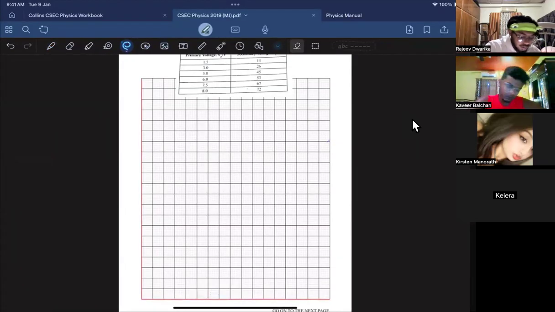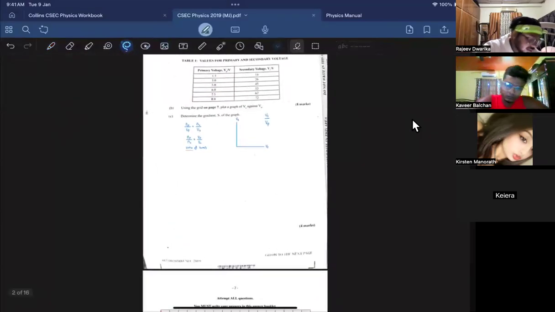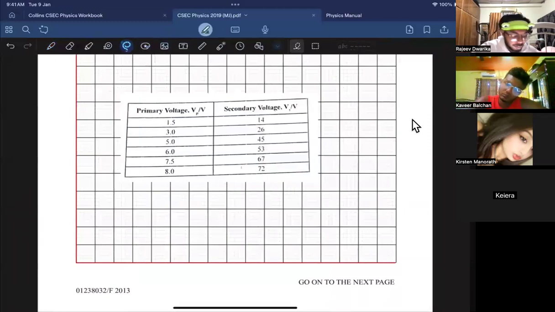All right, so I want somebody to help and put a scale. Did they give us a scale? No, they didn't give us a scale. Sometimes they do. Kira, I'd like you to help me come up with a scale.